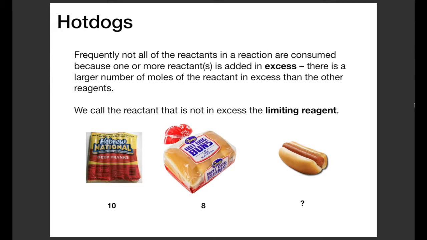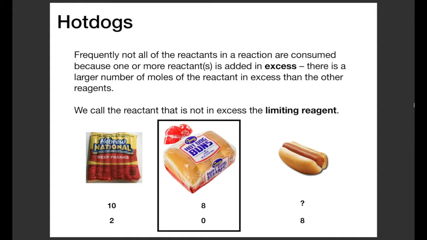One question you can ask is how many hot dogs can we make given these ingredients? If we go through, we find that we can make 8 hot dogs. There's 8 hot dog buns and 10 beef franks. If we use all the hot dog buns, we'll have 2 beef franks left over. We would call the hot dog buns, in chemical terminology, the limiting reagent. We're limited by the number of hot dog buns on the number of hot dogs that we can make.